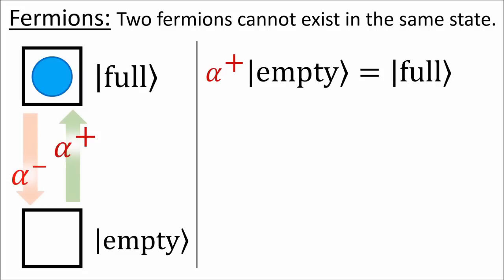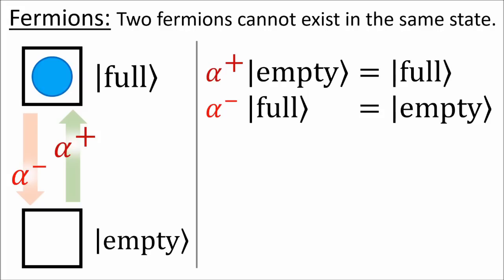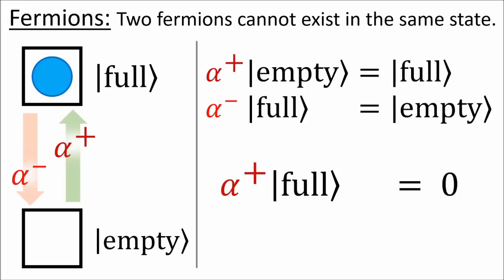Conversely, we'll say the operator alpha minus is the annihilation operator. It takes the full state, destroys the fermion particle, and returns the empty state. So alpha minus acting on the full state gives us the empty state. Now, what would happen if we apply the creation operator to the full state? Creating another fermion would imply we have two fermions in the same state, which is impossible. So we say this is equal to 0. This 0 indicates that the probability of getting two or more fermions in the same state is 0.